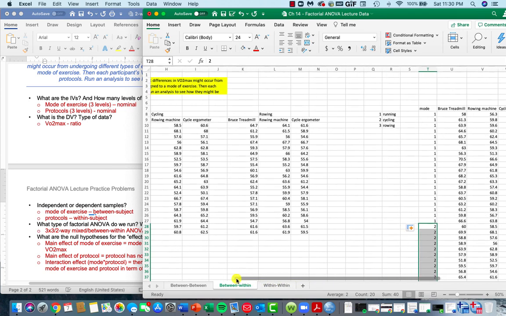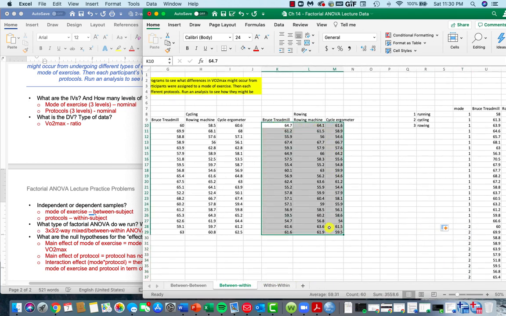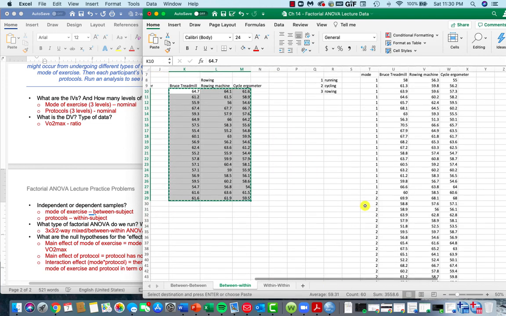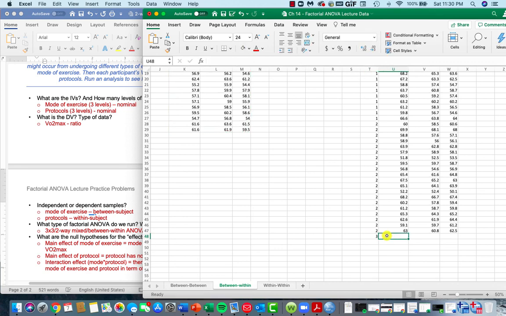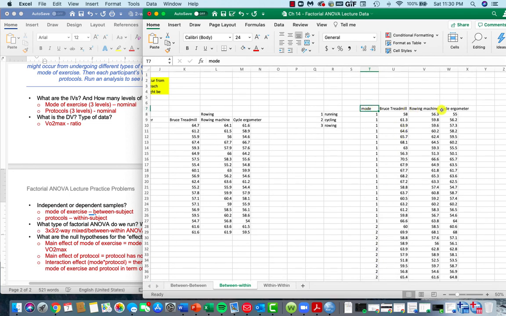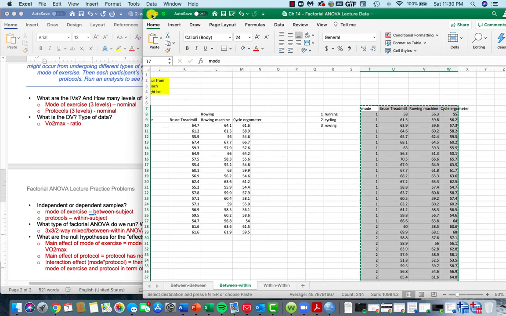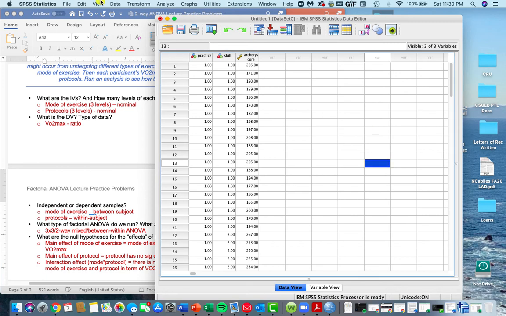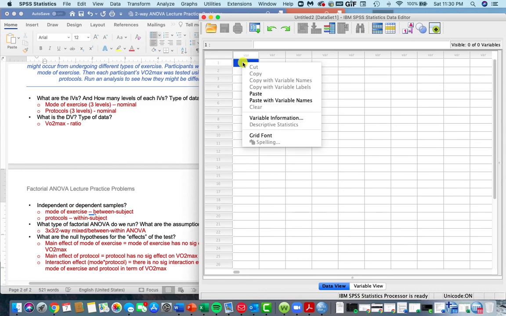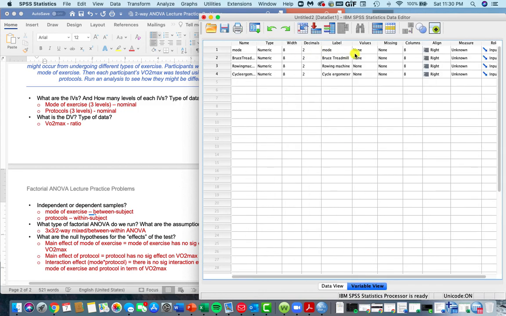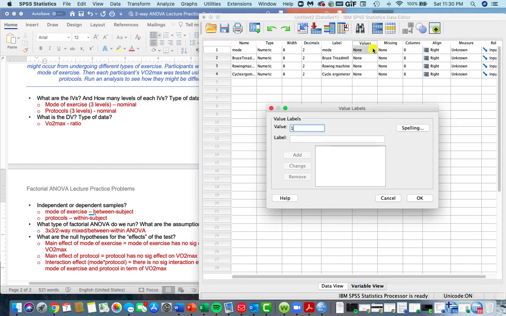Okay, so you can kind of think of it in terms, the more repeated measures you have, the more columns you'll have. The more between subject measures you have, the more rows you'll have. Okay, so then we're going to copy this information. I'm going to minimize this for now, and I'm going to open up a new data sheet. I'll go ahead and minimize datasheet 1 so that way the program doesn't get confused. Same old, same old. We gotta adjust our values. So 1 we said was running, 2 cycling, and 3 was rowing.